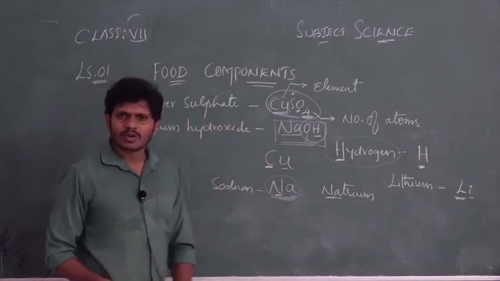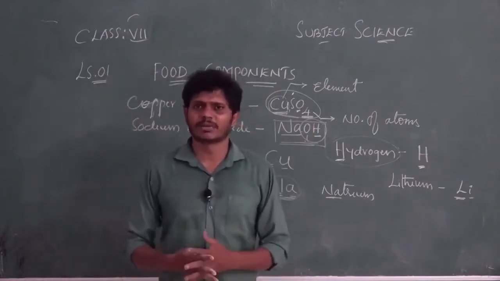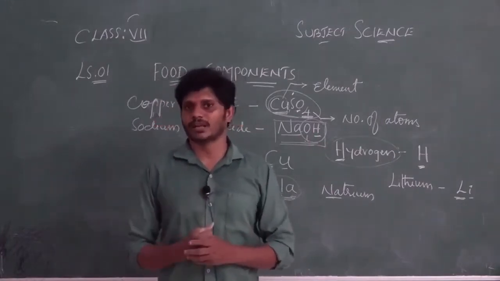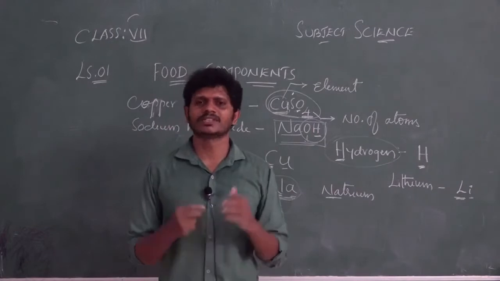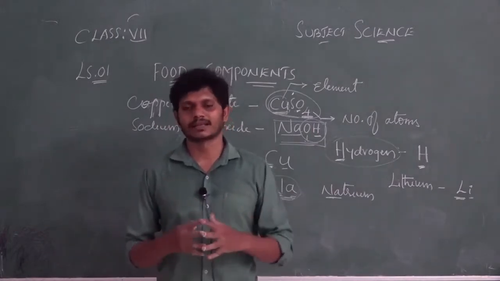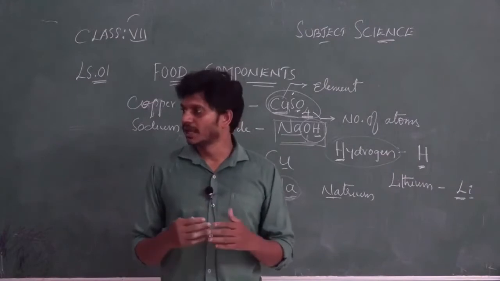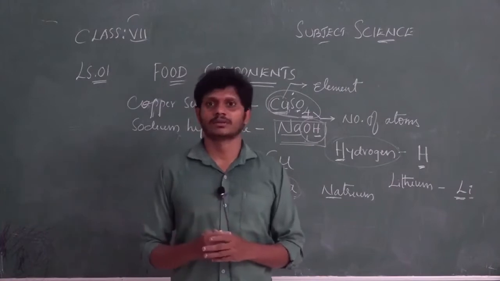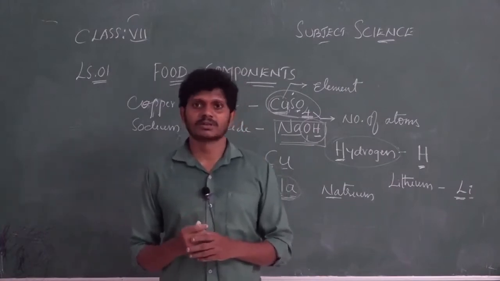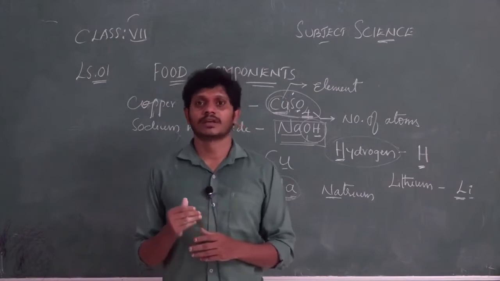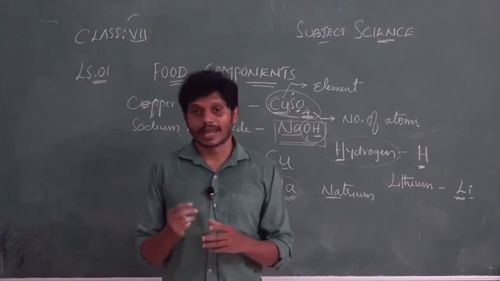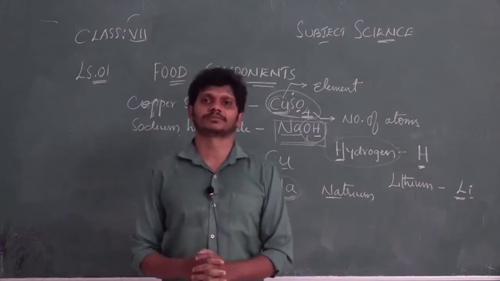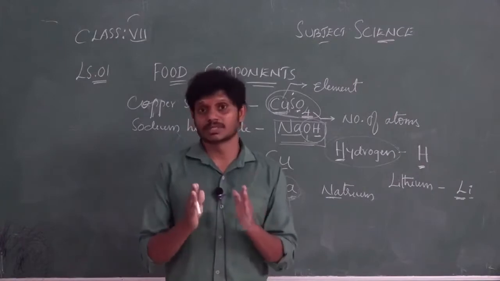Okay, so do you all know different elements are present? We have a different number of elements. You should know at least 20 to 30 elements, like hydrogen, helium, lithium, beryllium, boron, carbon, nitrogen, oxygen, fluorine, neon, and so on. Please try to learn at least 20 elements with symbols.